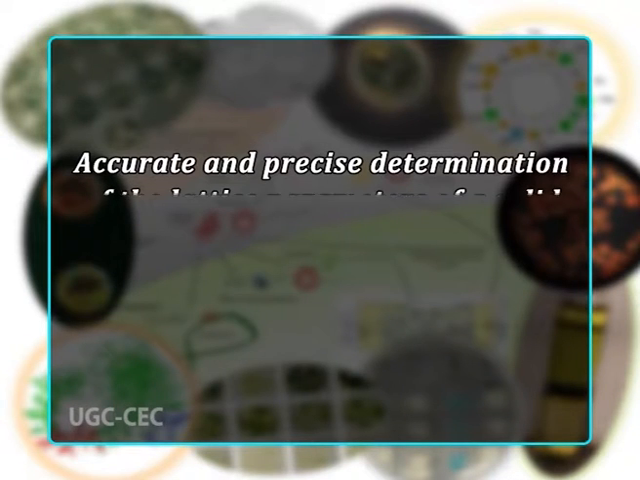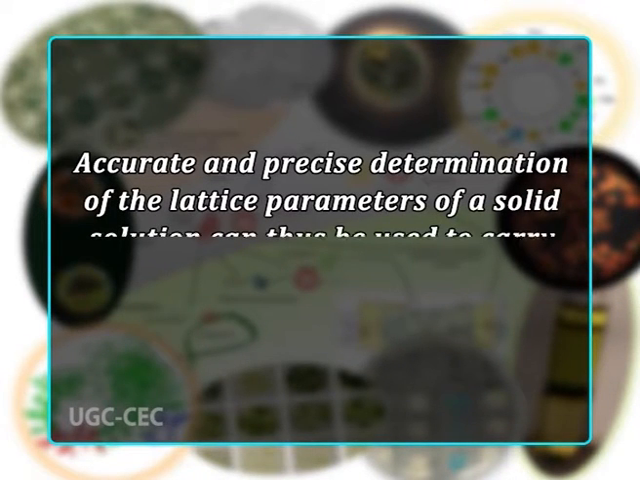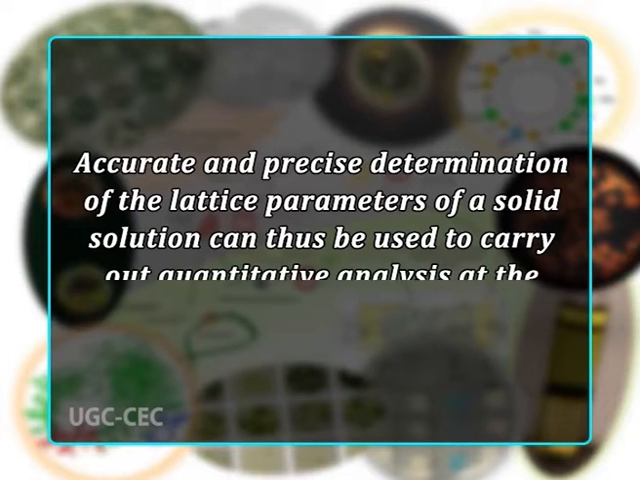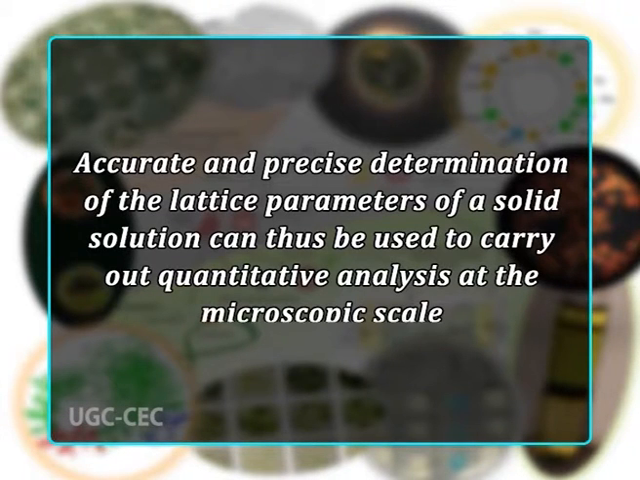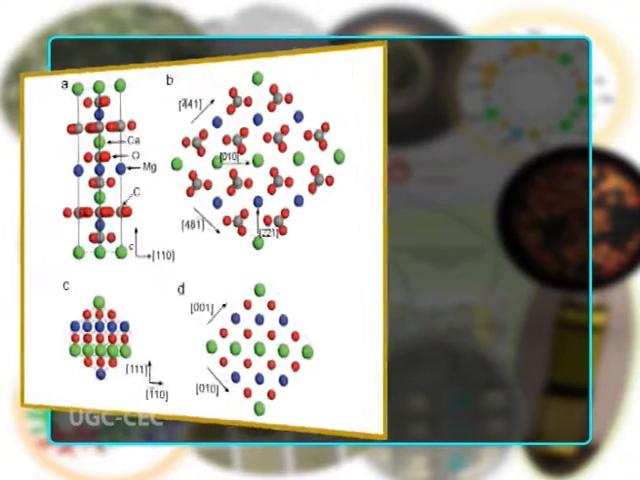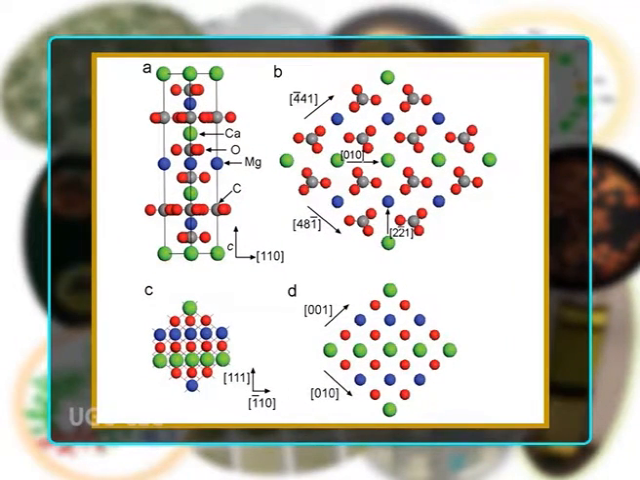XRD can also analyze lattice parameters. Accurate and precise determination of the lattice parameters of a solid solution can thus be used to carry out quantitative analysis at the microscopic scale. An example is the variation in the hexagonal lattice parameters of dolomite with magnesium content.